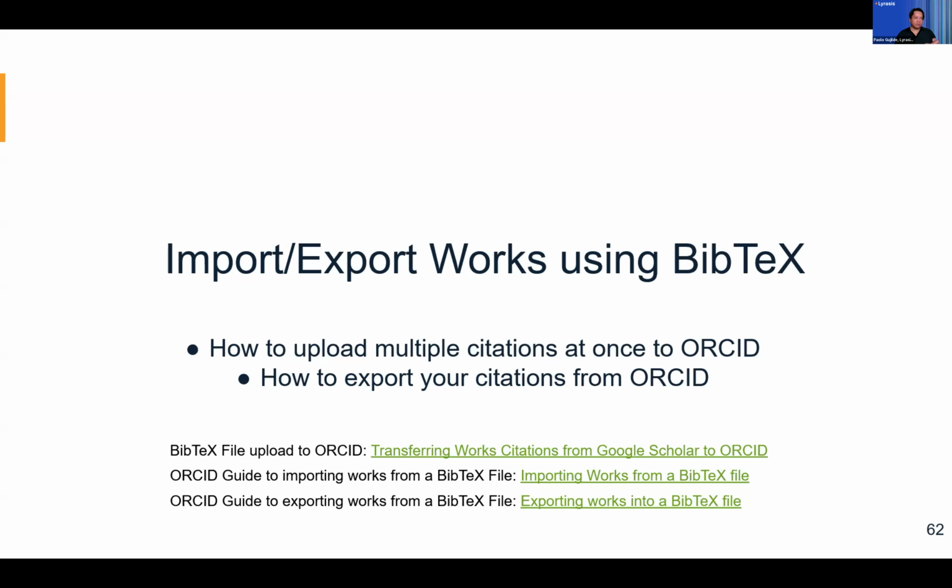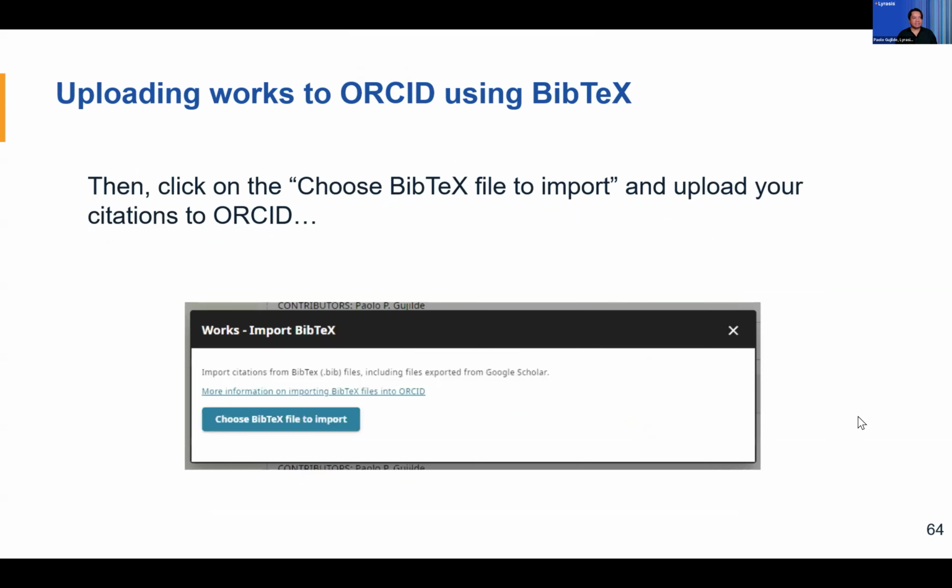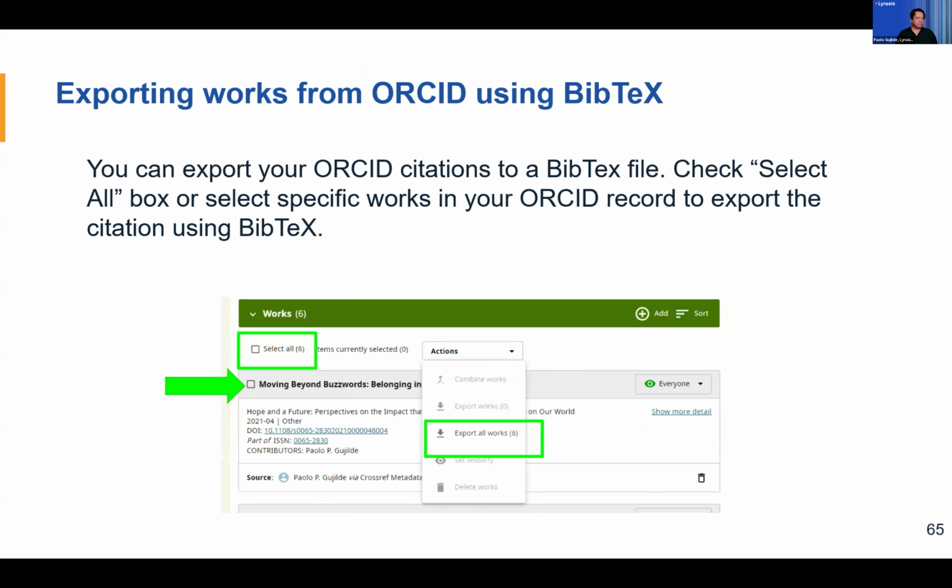So here, what we're going to go through is a way for you to batch upload publications to your ORCID record. In ORCID, you can upload multiple citations at once using a BibTeX file. So here you can click on add, and then it says add BibTeX. Then choose BibTeX to upload that file in, and you basically just add it here. You can also export out from ORCID using BibTeX.